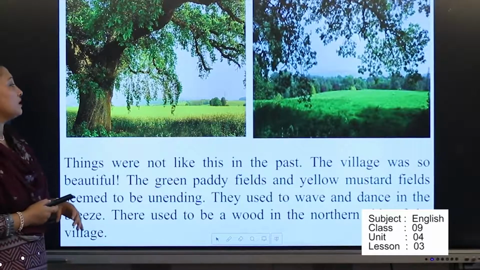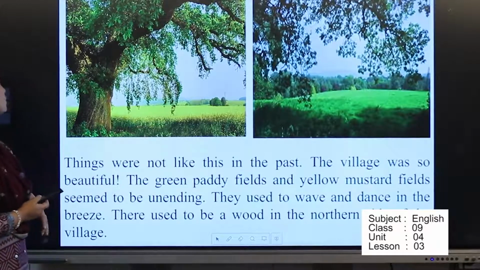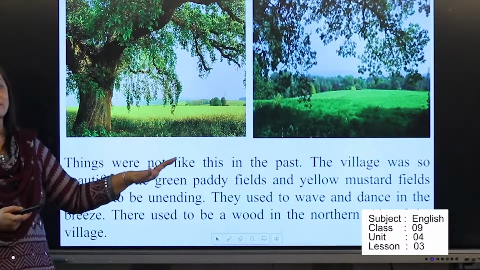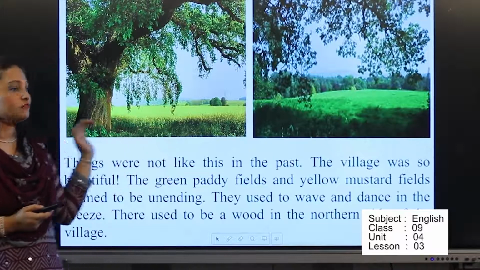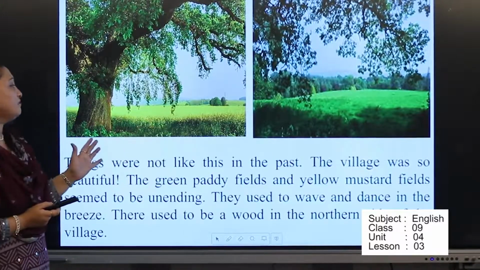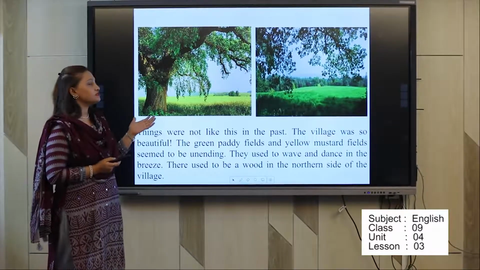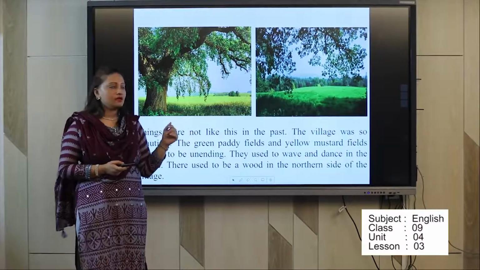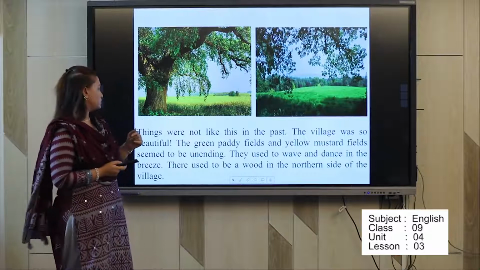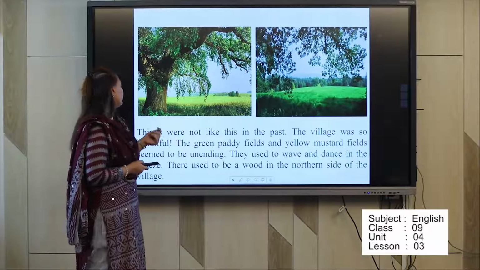And things were not like this in the past. The village was so beautiful. So this is the picture of a village. The green paddy fields and yellow mustard fields seemed to be unending. So you can see the picture is very nice, and this is the real picture of a village. They used to wave and dance in the breeze.